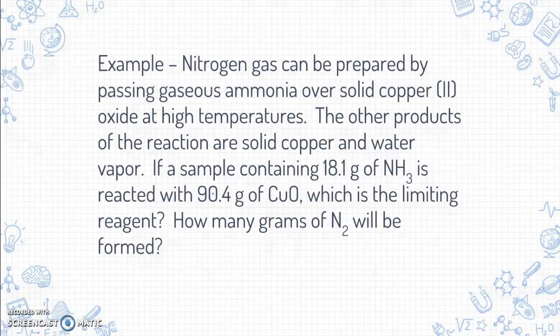We're going to look at an example. Nitrogen gas can be prepared by passing gaseous ammonia over solid copper 2 oxide at high temperatures. It also produces copper and water. In this problem, you can see that there are 2 givens, 18.1 grams of ammonia and 90.4 grams of copper oxide. So if we want to know how many grams of nitrogen will be formed, we have to figure out which of those 2 givens to use.